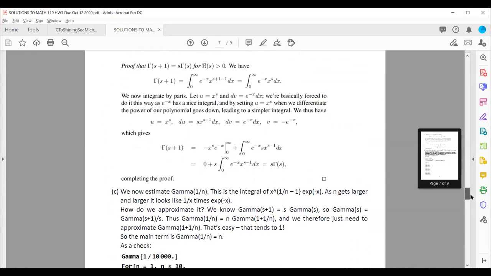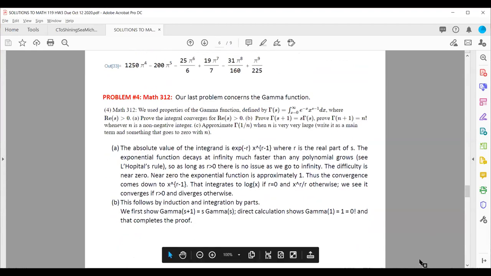The last problem was one of my favorites, and I wish I had thought of this problem when I was writing a book in probability. So we have a couple of properties of the gamma function. The gamma function is defined as this integral. It generalizes the factorial function. So if s is the integer n, then gamma of n plus 1 is n factorial. And there's a good reason for why we have a shift like that.